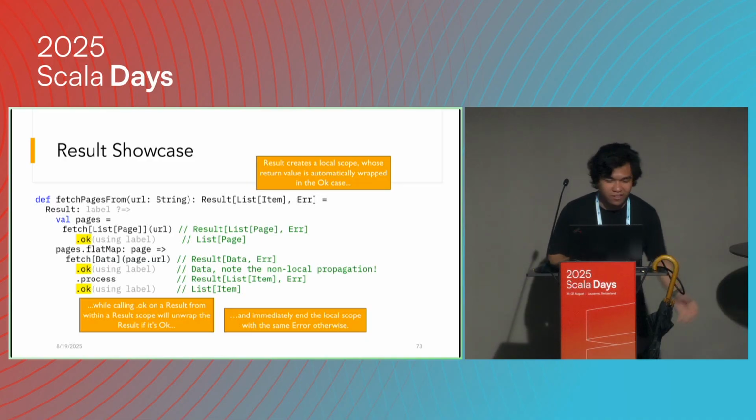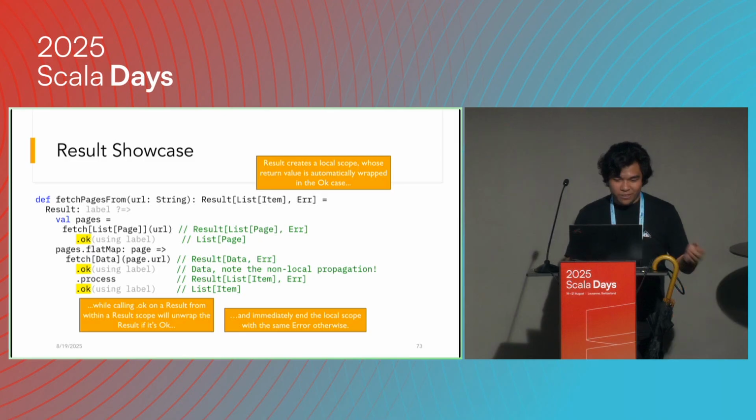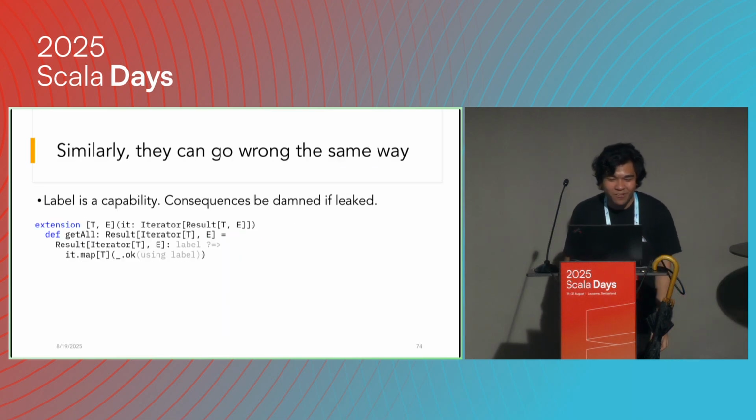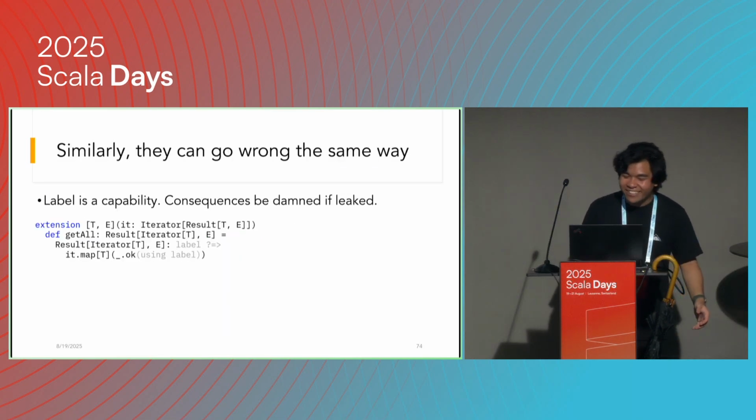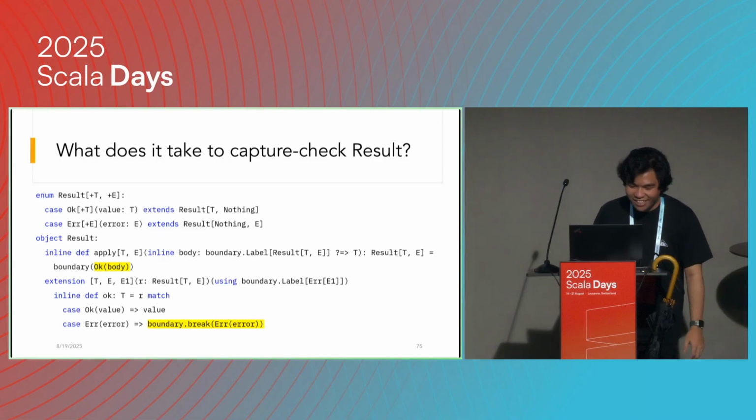Okay, I wrote it in my slides. With the same extension, you can see there's also a label, and we use it every time we call OK. So it's kind of the same deal, right? Label is recoverability, consequence be damned if leak. It's the same function. I did the same thing.